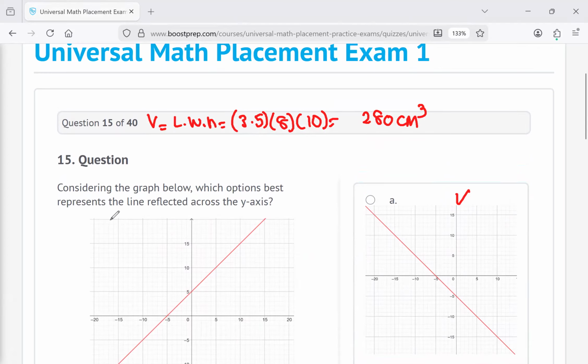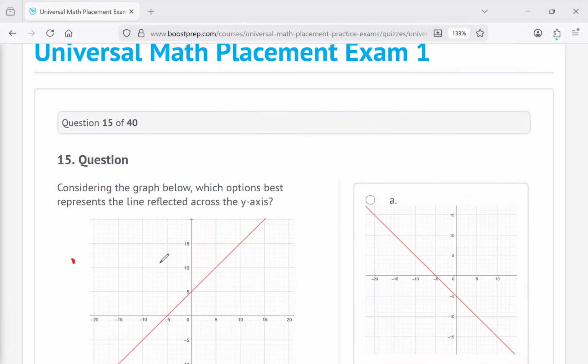Okay, question 15. Consider the graph below. Which option best represents the line reflected across the y-axis? So here they give you this linear line right here. They want to know, of these options, which one is a reflection across the y-axis. So what is the rule of a reflection across the y-axis?